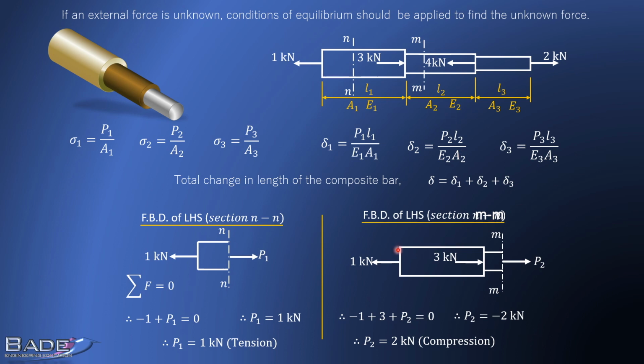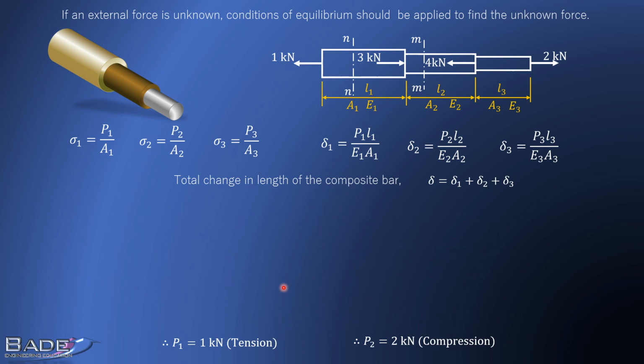But now listen, is it really required to draw free body diagram of one side of member? Not at all. Shortest way to find force in a member or force on a cross section, try to understand. P1 is 1 kilonewton tension. To find out this, it is not necessary to draw free body diagram of left hand side. So here it is section NN. Simply add forces on any one side and you will get the answer.